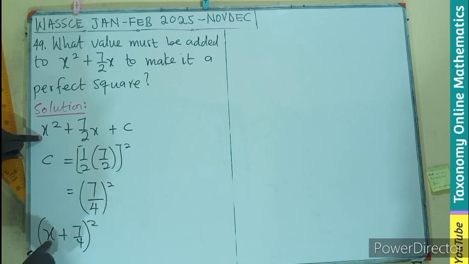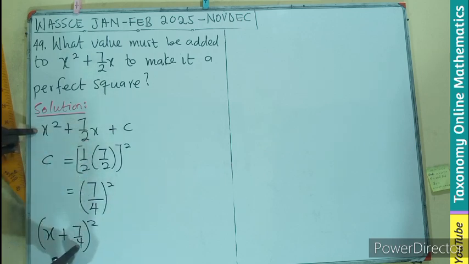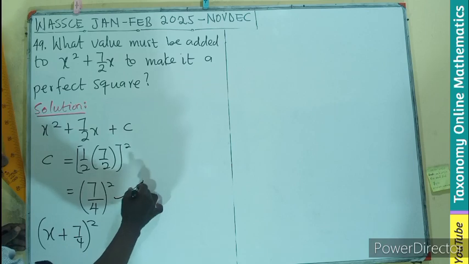So when you find the square of this, you square the first, then twice their product. Twice their product means the 2 cancels the 2 and gives you 7/2 x, which is the one we see here. Then you square the last, and the square of the last is the constant term. So our answer is just this.